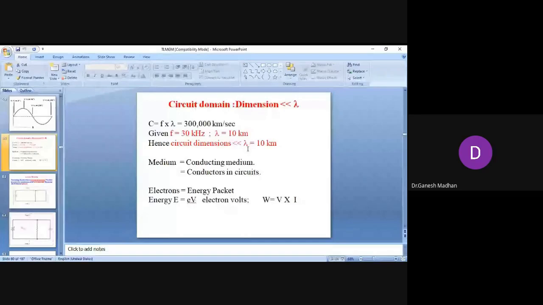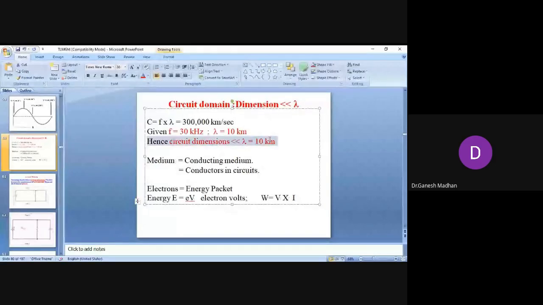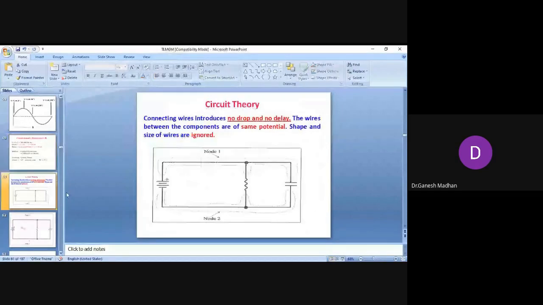So the medium is a conducting medium, connection is in wire, electron is the energy packet, power is equal to voltage into current. All these get satisfied in a circuit because this basic rule is satisfied: circuit dimension is very small compared to lambda. Now let us take an example. We have a circuit with connecting wires, no drop and no delay. The wires between the components are at the same potential. Shape and size of wires can be ignored.